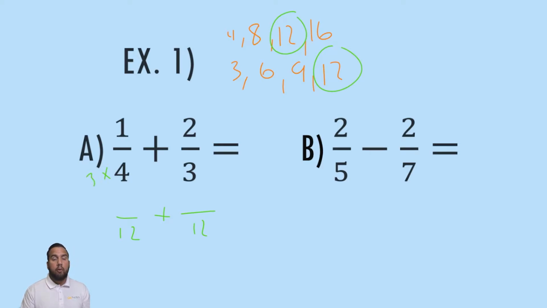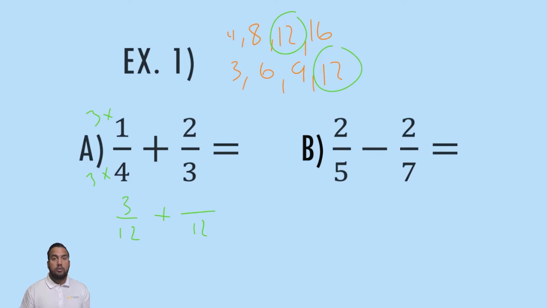Whatever you do to one part of your fraction, you also have to do to the other. If I have to multiply the bottom by 3, I have to also multiply the top by 3. So 1 times 3 is just going to be 3, so my new fraction becomes 3/12. Hopefully you agree with me, because 3/12, if I were to simplify, gives me 1/4.